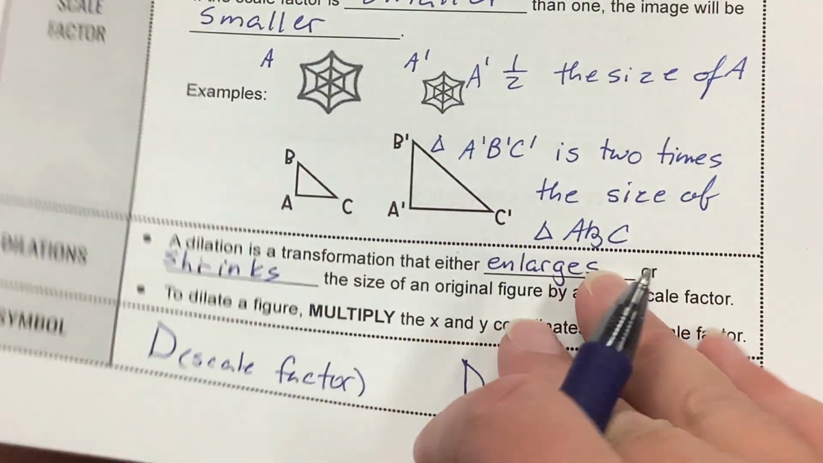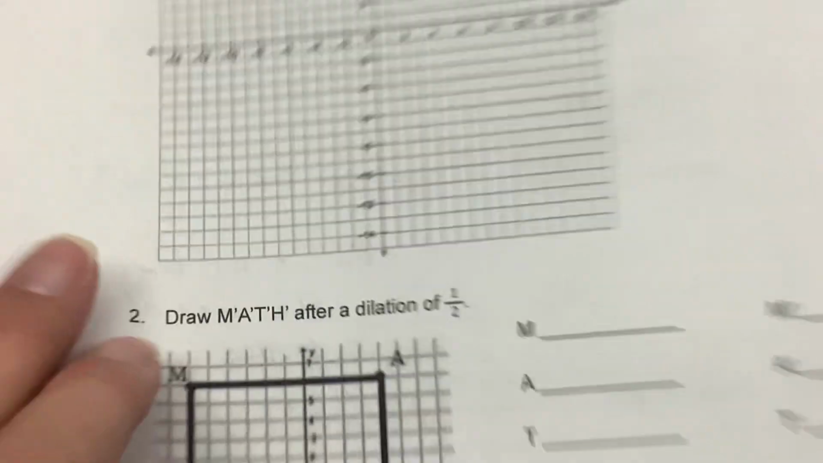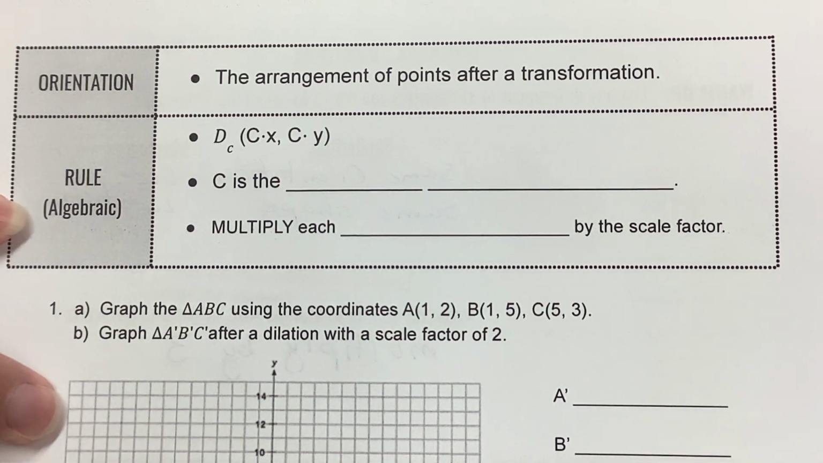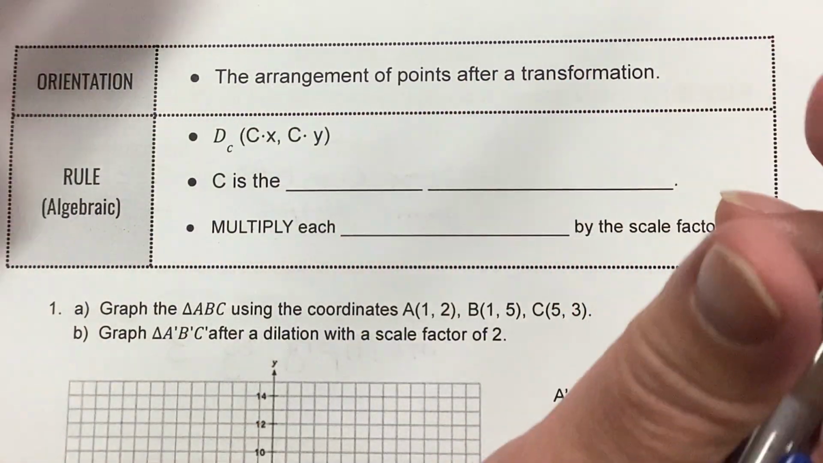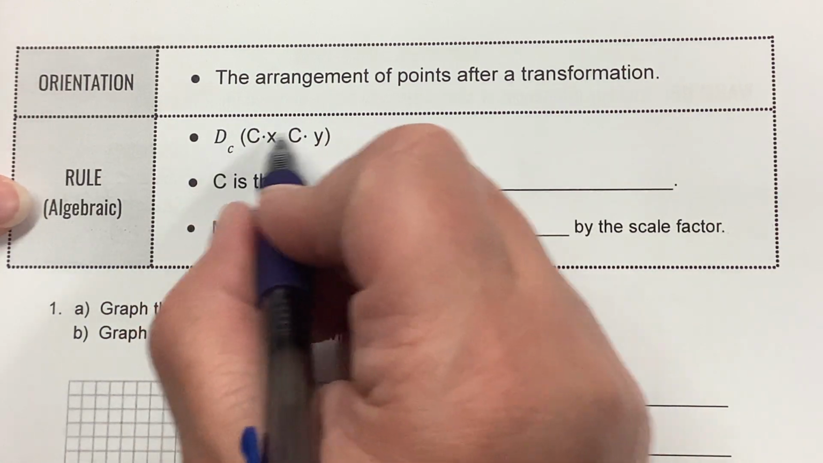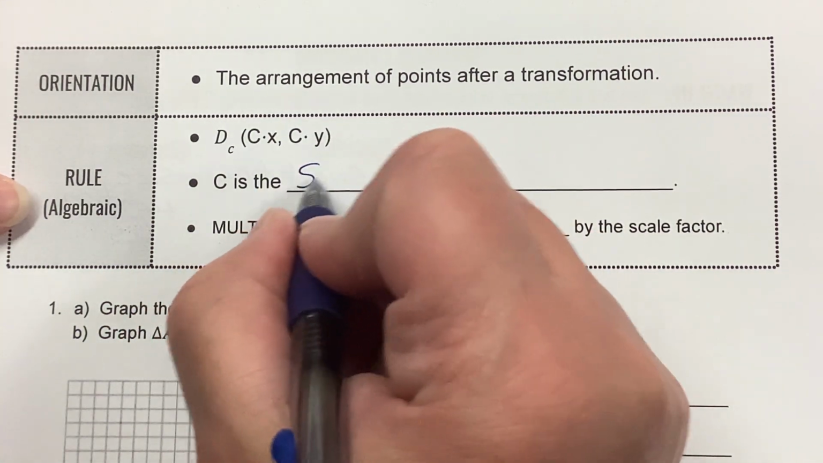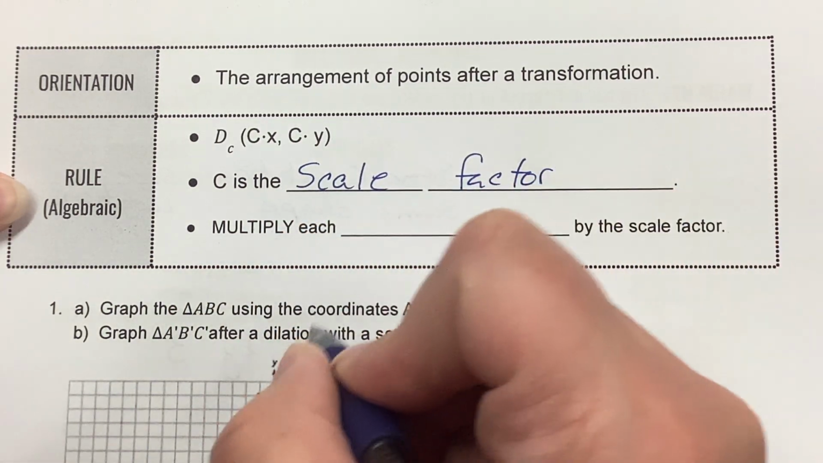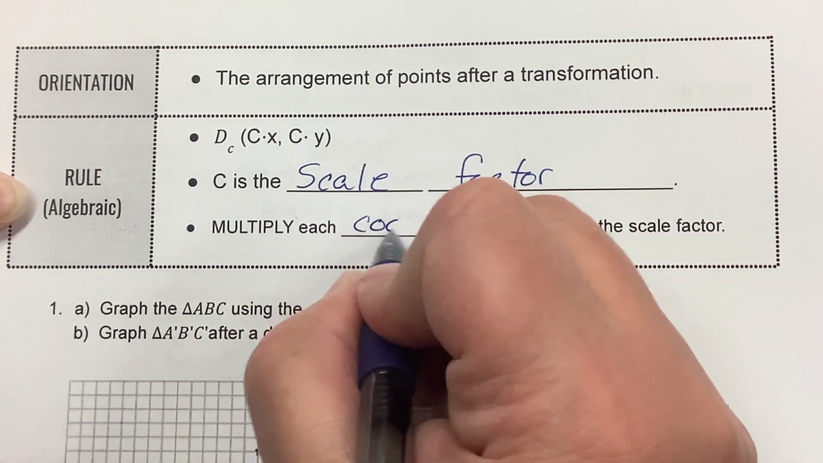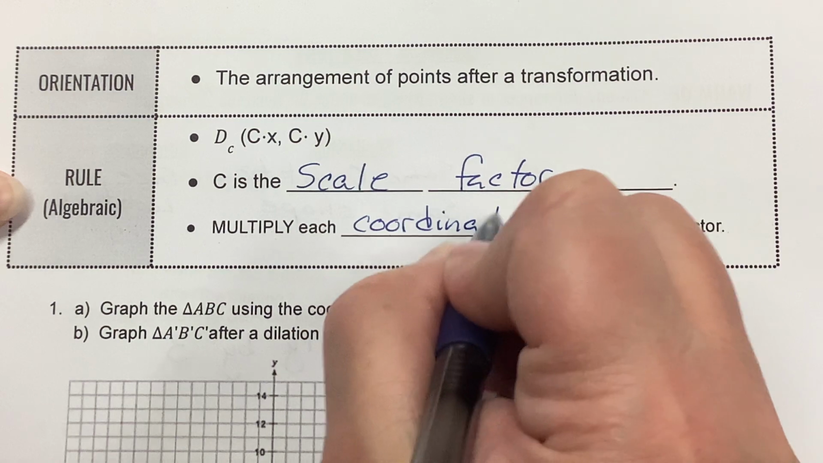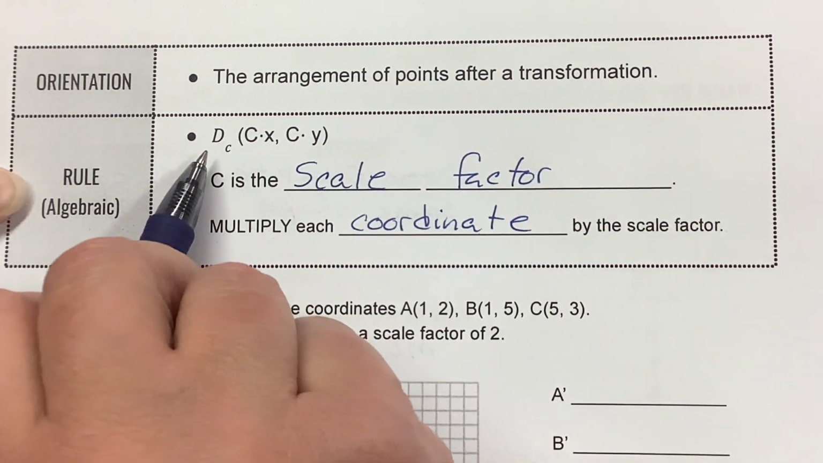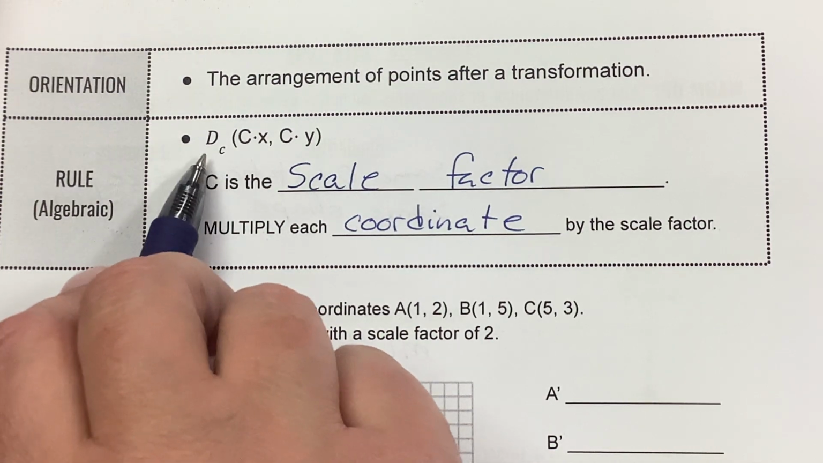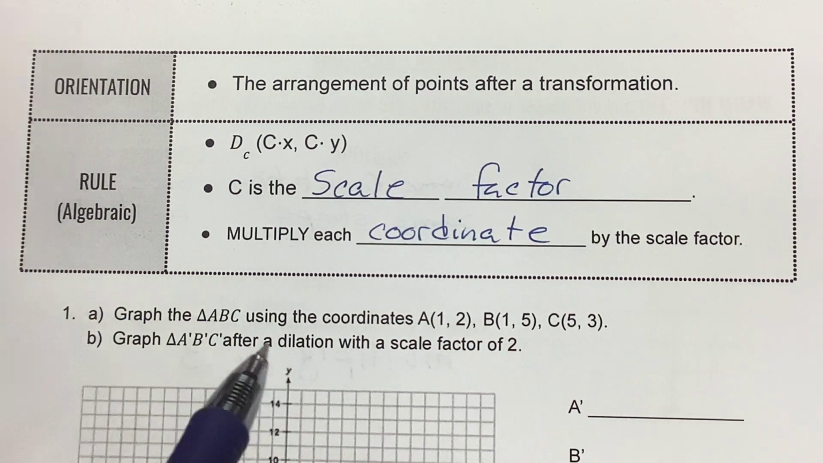So let's take a look at the next page. Here we go. All right. The arrangement of points after a transformation does not change. That's the orientation. So D_C, C times X, C times Y. C is the scale factor. Multiply each coordinate by the scale factor. By the way, the reason they're using C for scale factor is C is a constant. So it's a constant number. You're constantly multiplying by the same number.